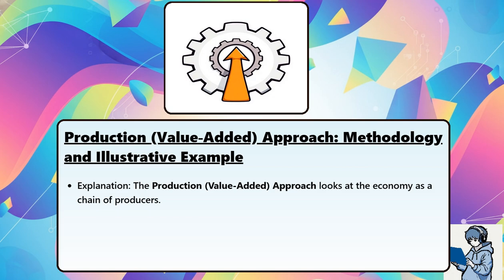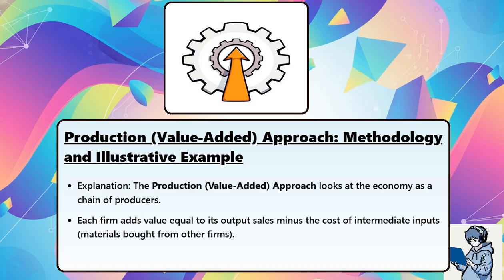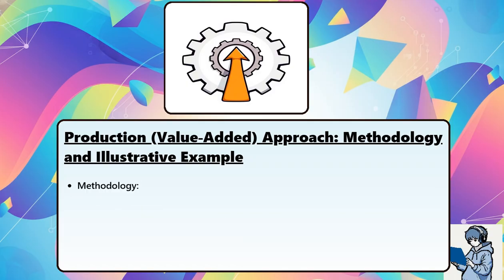Explanation: the production, or value added, approach looks at the economy as a chain of producers. Each firm adds value equal to its output sales minus the cost of intermediate inputs, materials bought from other firms. Adding the value added of every firm gives total GDP.